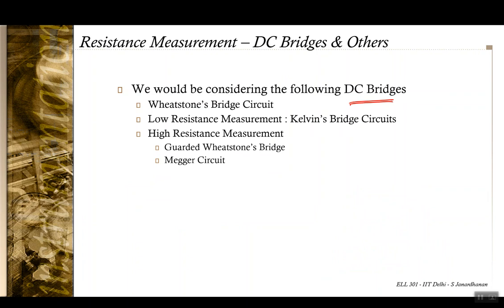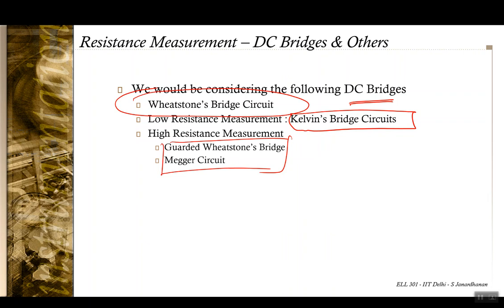For resistance measurement, we have various configurations depending upon the range of the resistance. For very low resistance measurements, you have Kelvin bridge circuits, and for very high resistance measurement, you have guarded Wheatstone bridge or Megger circuits, and for medium level resistances, you have the standard Wheatstone bridge circuits. As the Wheatstone bridge is the simplest circuit on which all the AC and DC bridge concepts are based, we'll first look into the Wheatstone bridge and also the analysis of the Wheatstone bridge sensitivity.